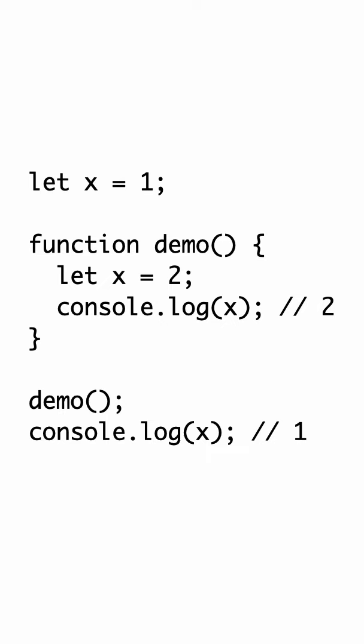Here, we declare x twice as a let variable, once outside of the function demo and again inside of it. When we reference x inside of demo, we get 1. When we reference it outside of demo, we get 2.